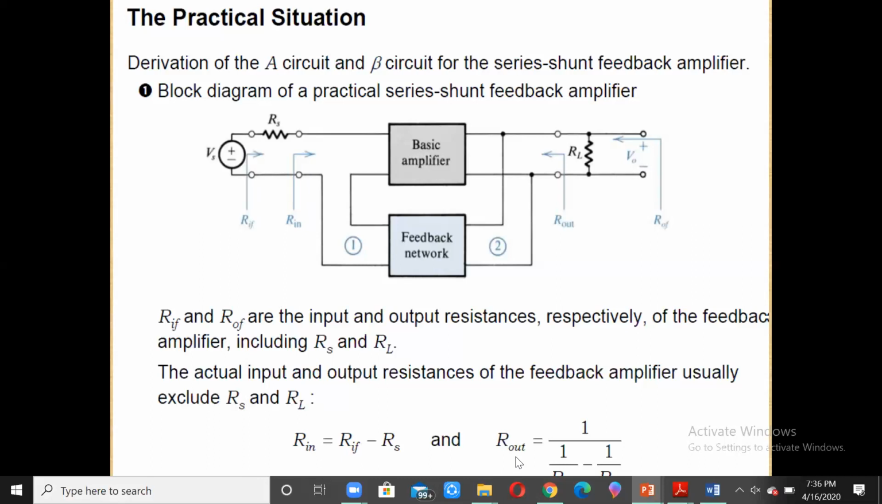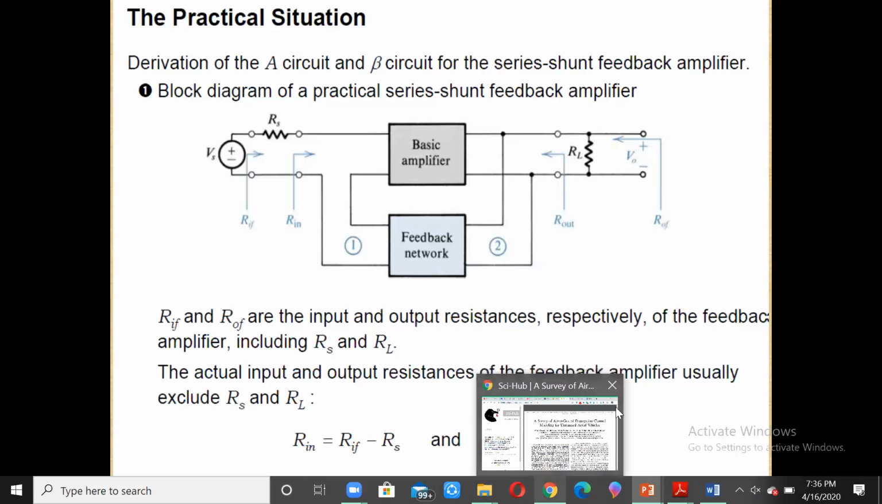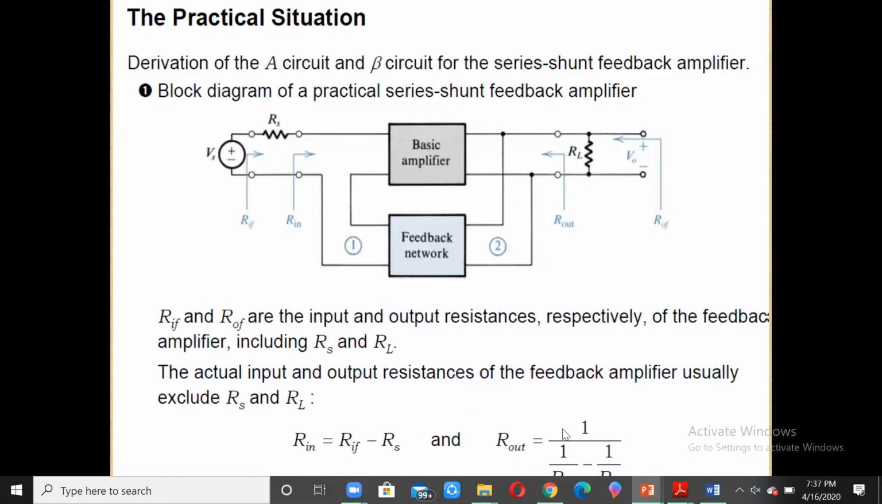And Rout is the impedance looking from here. ROF is equal to the parallel combination of RL and Rout. If you simplify that, we are going to get Rout equal to 1 divided by (1 by the value of ROF minus 1 by the value of RL). So that is the value which we'll get there.